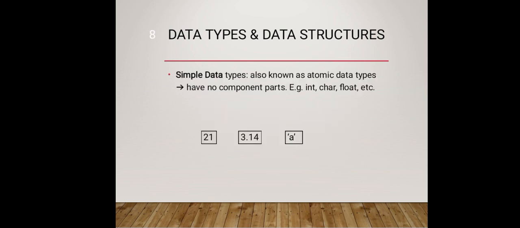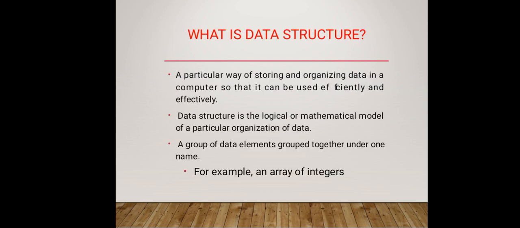Then we have what we call simple data. Under simple data, what do we have? It is also known as atomic data types, where we have no component parts. For example, the int, the char, the float, etc. We can have 21 as an int, and then 3.14 as a float, and a char such as a. That is just the simple data.